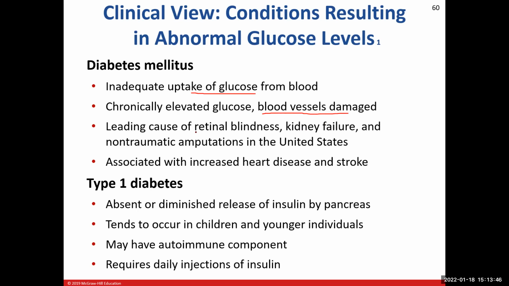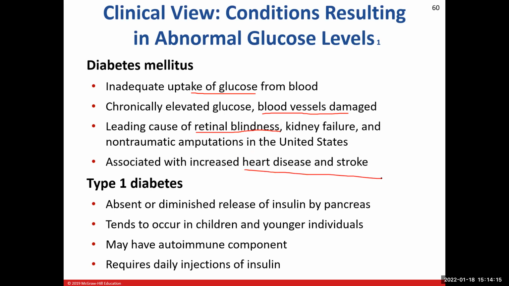The number one cause of retinal blindness is diabetes. Kidney failure is also a possibility if this is not corrected, because glucose is constantly being spilled out through the kidneys, and it can damage those tissues in the kidneys and eventually cause kidney failure. We also have to take into consideration heart disease and stroke.